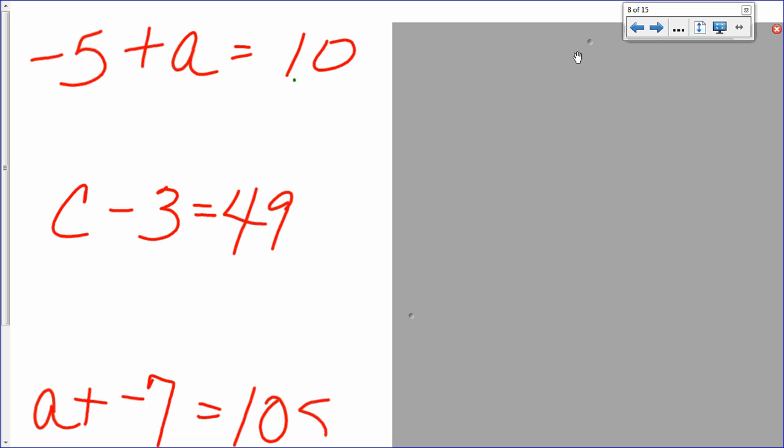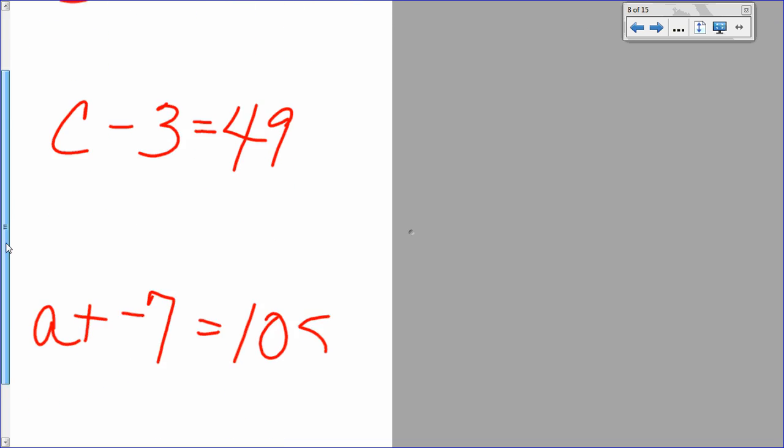A few more examples. Write them down, and then I'm just going to show you the answers. Negative 5 plus a equals 10. c minus 3 equals 49. a plus negative 7 equals 105. Stop the recording until you figure them out.